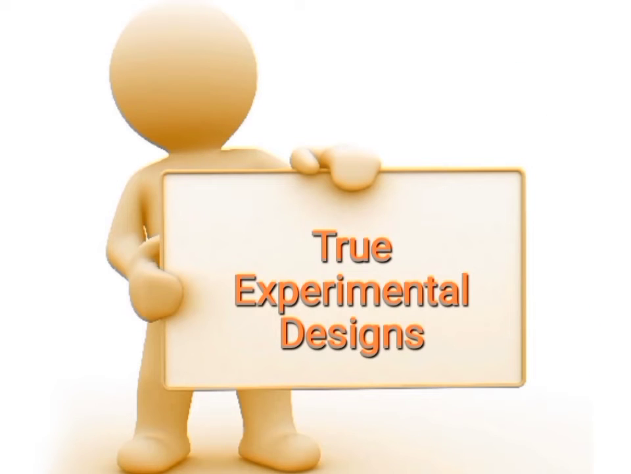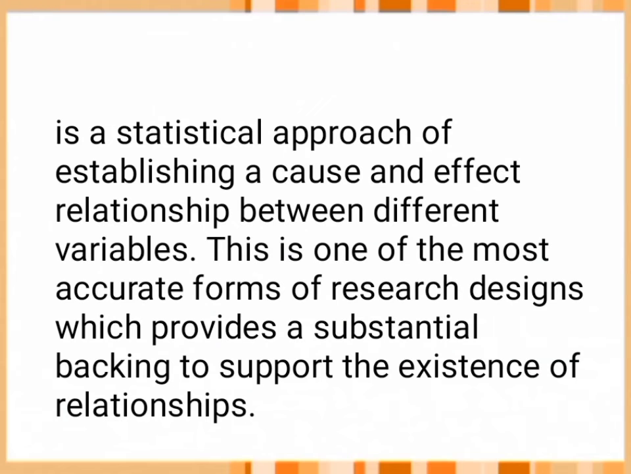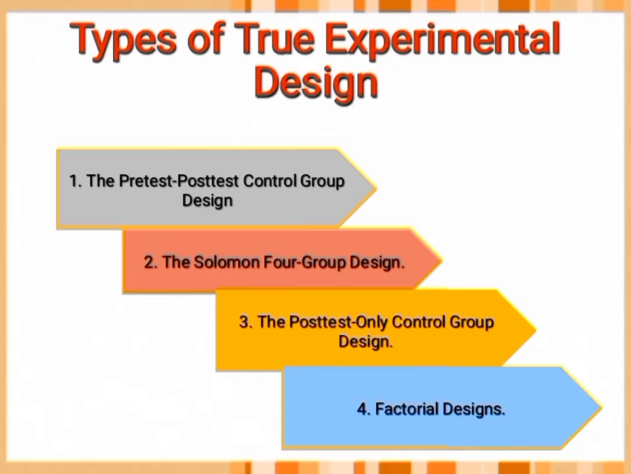True experimental design is a statistical approach of establishing a cause and effect relationship between different variables. Types of true experimental design are the pretest post-test control group design, the Solomon four-group design, the post-test only control group design, and factorial design.